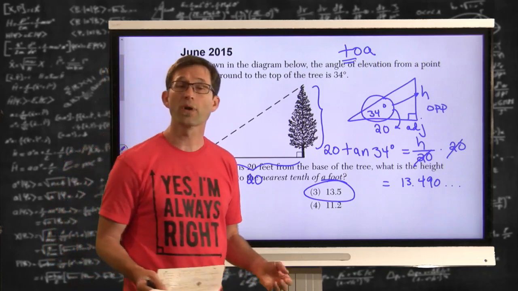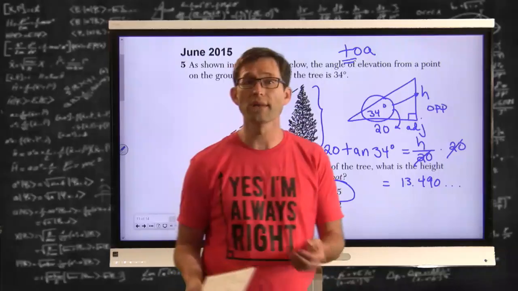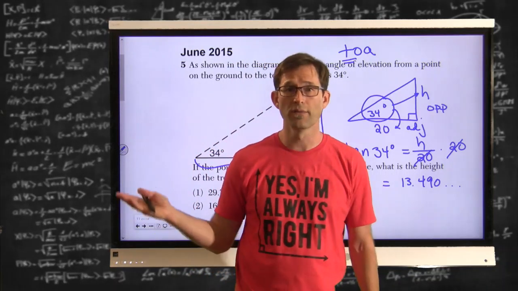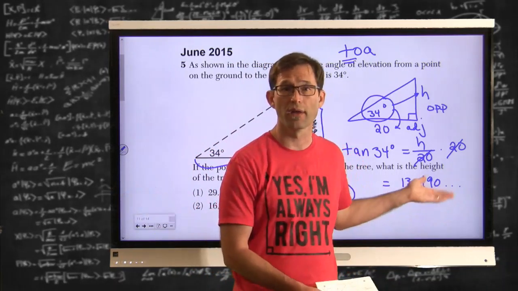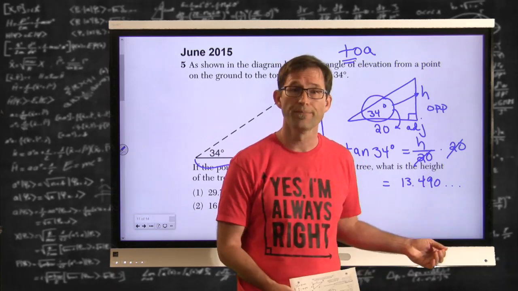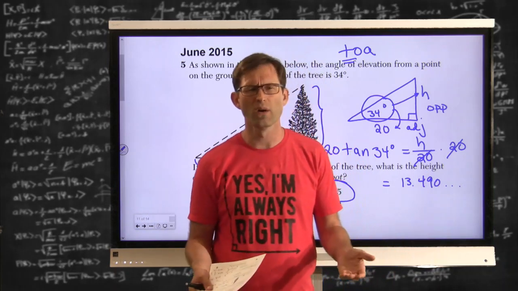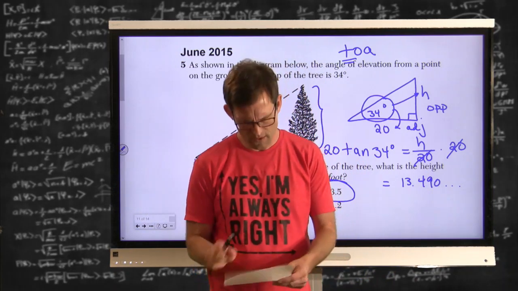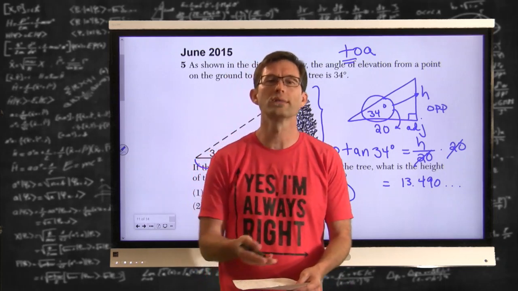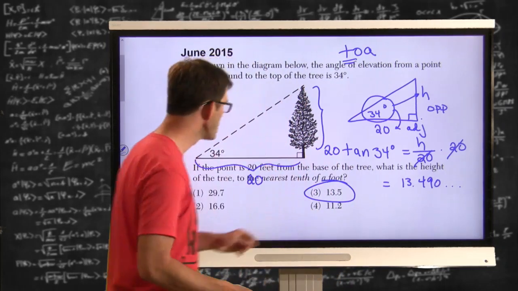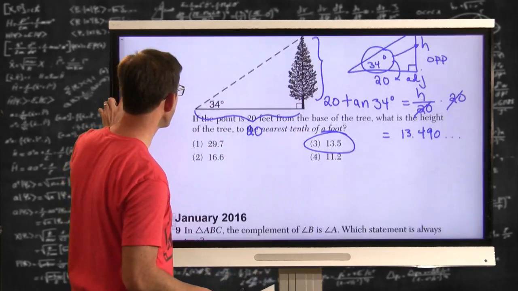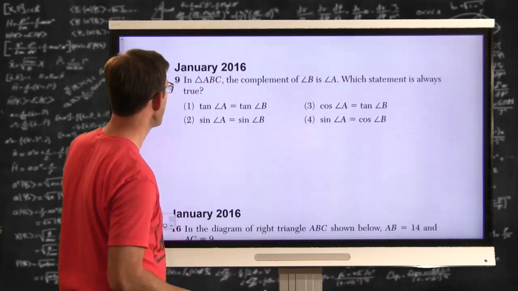If your calculator is in radian mode, you'd get some very silly looking answer. Hopefully you'd go, oh, that's weird. Look at my mode, I'm in radians, I need to be in degrees. So be careful about that. You don't need to be in radian mode for any part of this test.